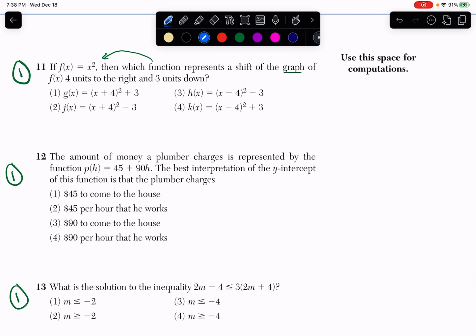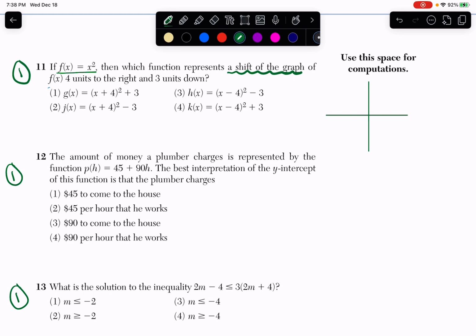Number 11, if f of x equals x squared, which function represents a shift of the graph f of x 4 units to the right and 3 units down? So I don't know what this shift of a graph stuff is talking about, but I do know how to graph. I have an equation, and then I have some other graphs. So what I'm going to do is just graph the starting equation. And then I'm going to put my other graphs in my calculator and see which one looks like it's going 4 to the right and 3 down.